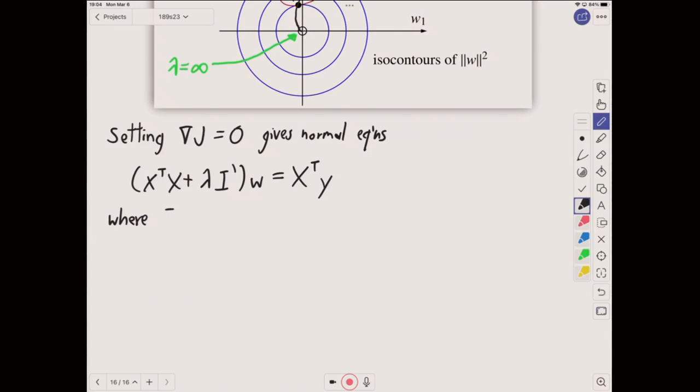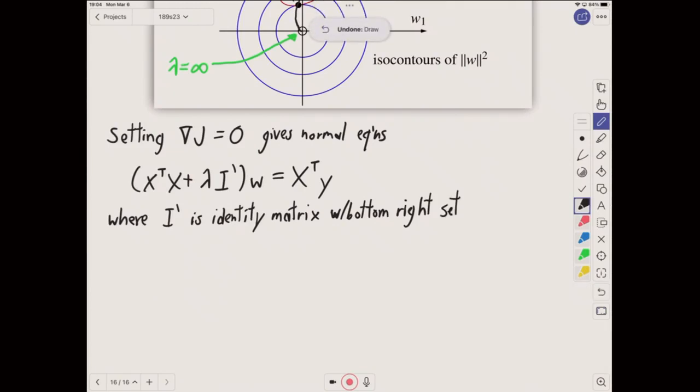Now here I'm introducing another notation. This I prime is analogous to W prime. It's basically an identity matrix, except not quite, because we're going to take the very bottom right entry of this identity matrix and set it to 0, because we are not penalizing the bias term.